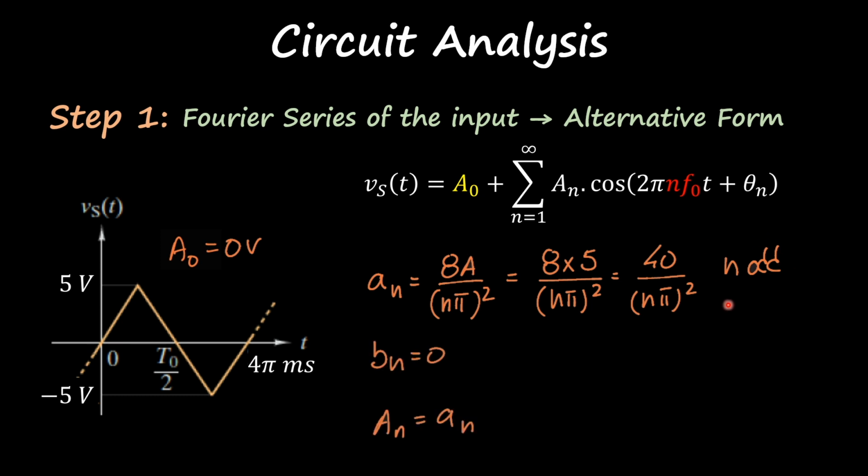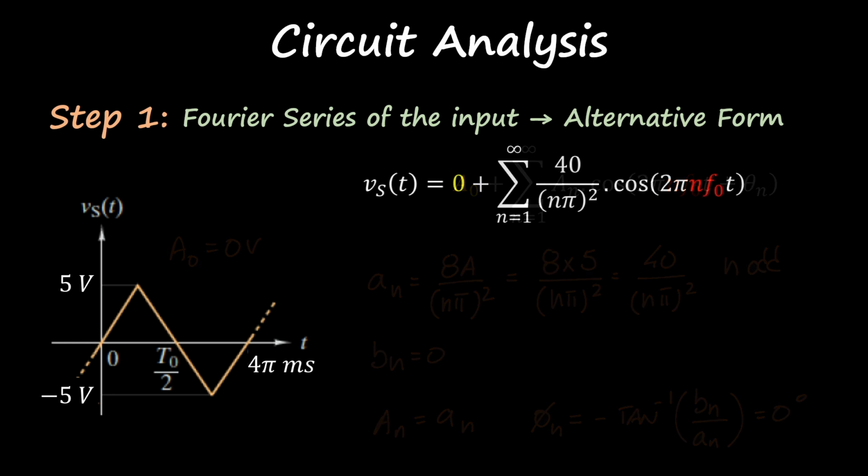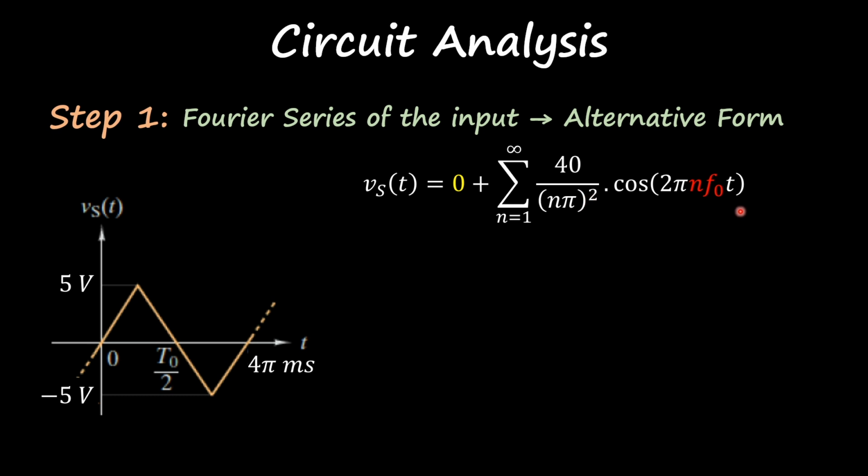Bn is 0. That means that my amplitude is equal to just the an, and my phase is going to be equal to minus the arctangent of bn over an. If bn is 0, that means that I get 0 degrees. We substitute those values on the alternative form and we get the following expression.